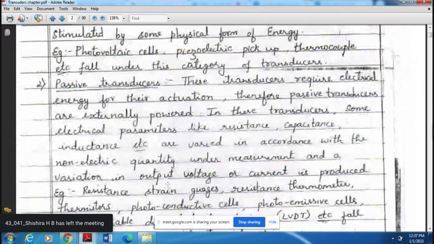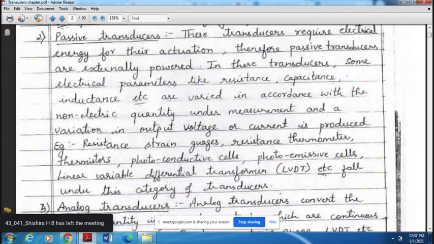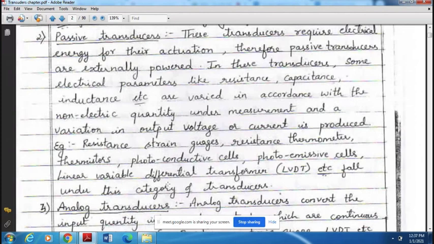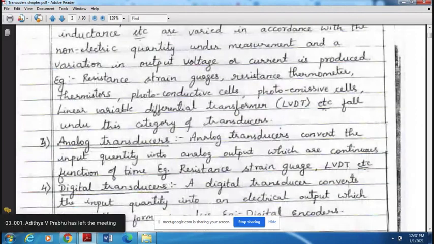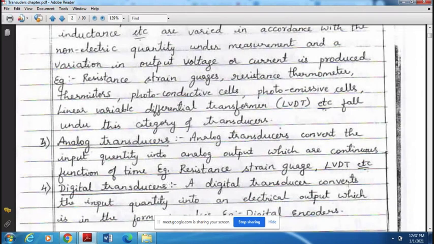Further, these transducers are classified as analog transducers and digital transducers. What is the difference between these two? See, you can look here. Analog transducers convert the input quantity into analog output. So the output of these analog transducers will be in the form of analog, which is a continuous function of time. Examples for this are resistance strain gauges and LVDTs. Analog transducers are just like analog devices and digital devices, so these types of transducers will produce the output in the analog form, which will be a continuous function of time.